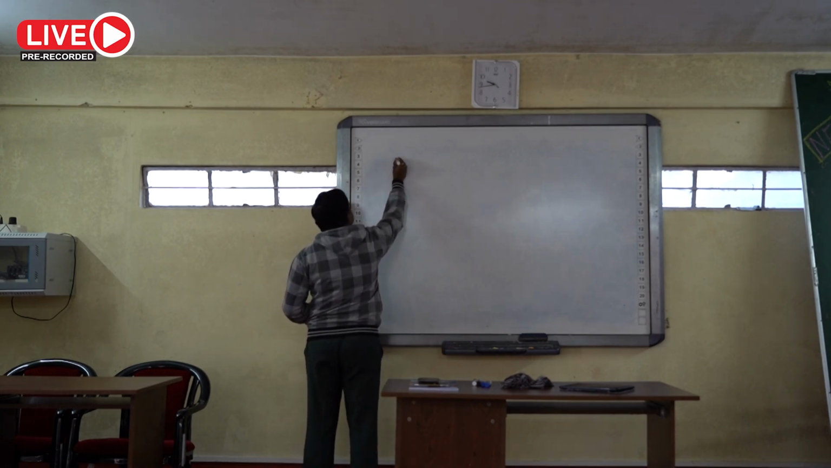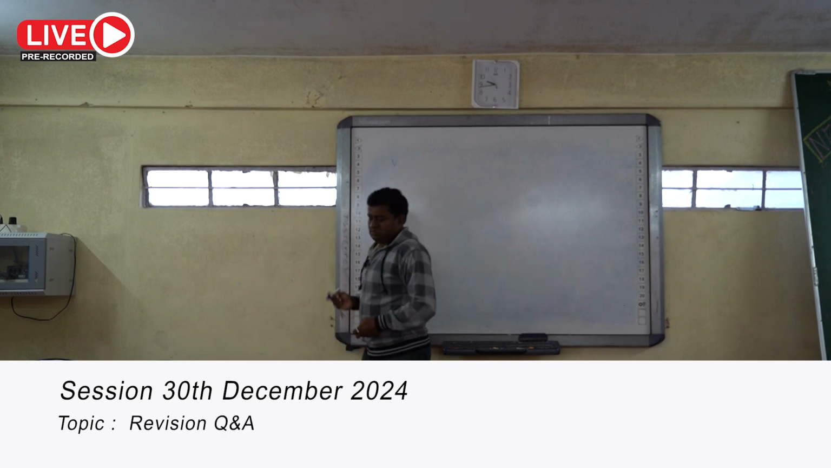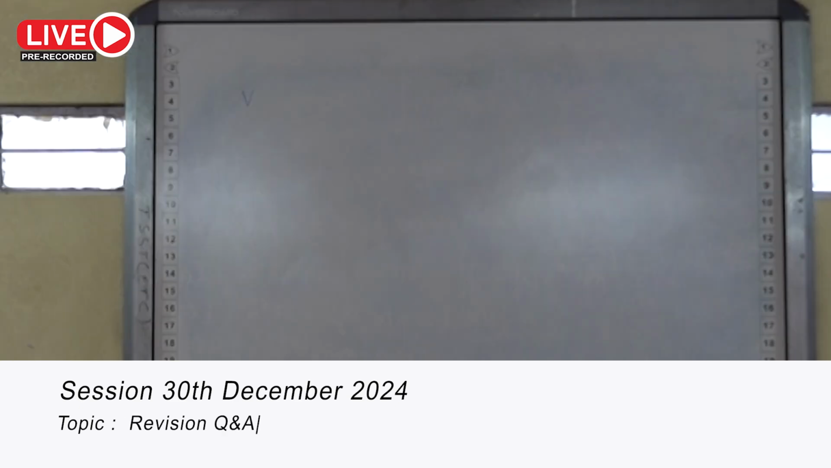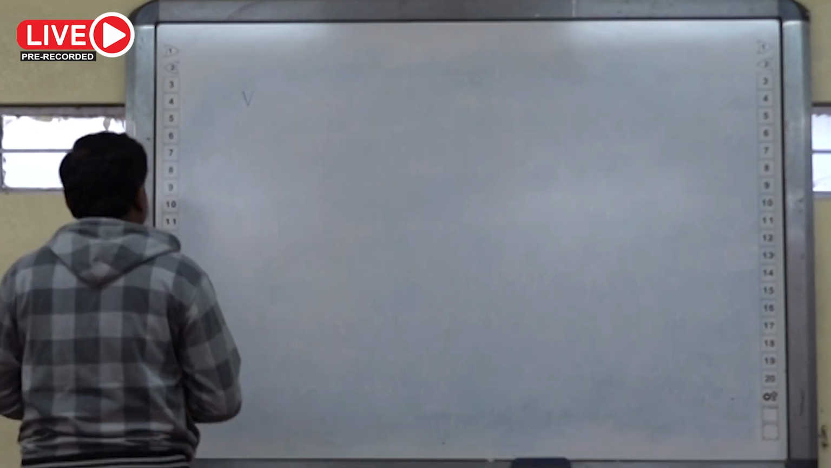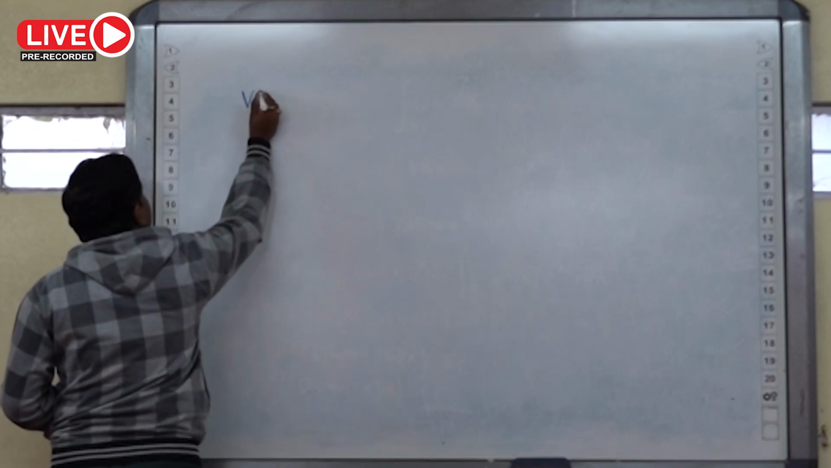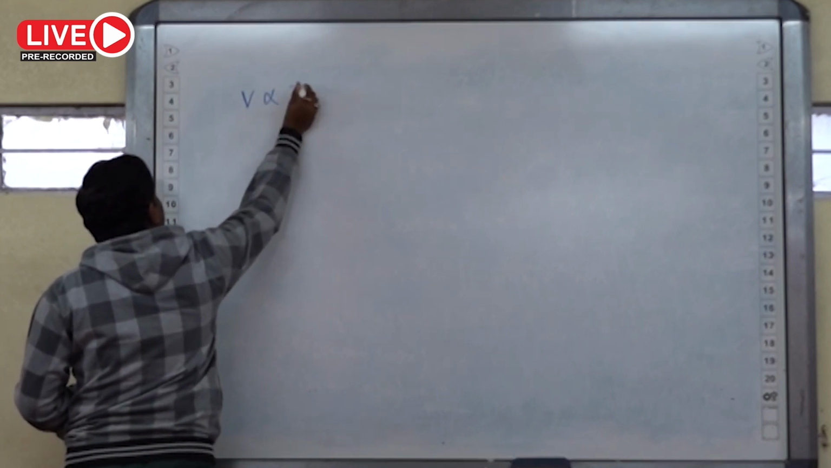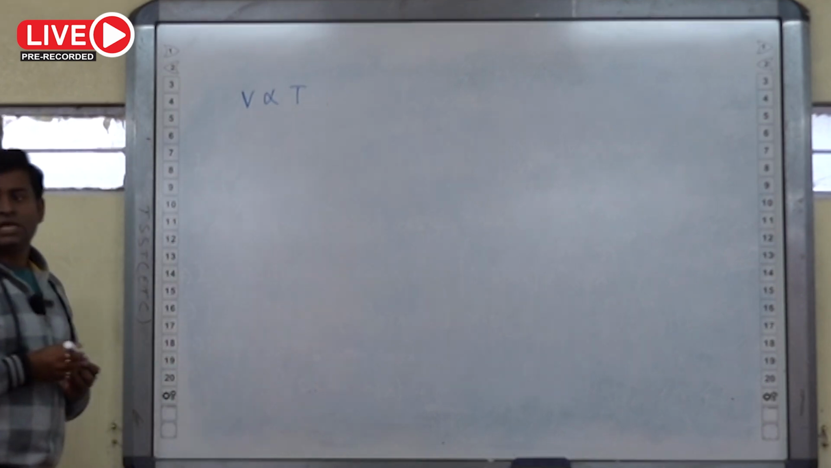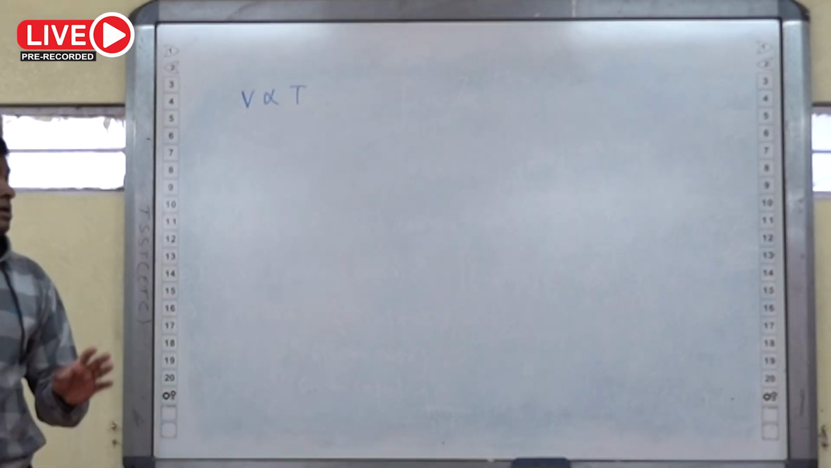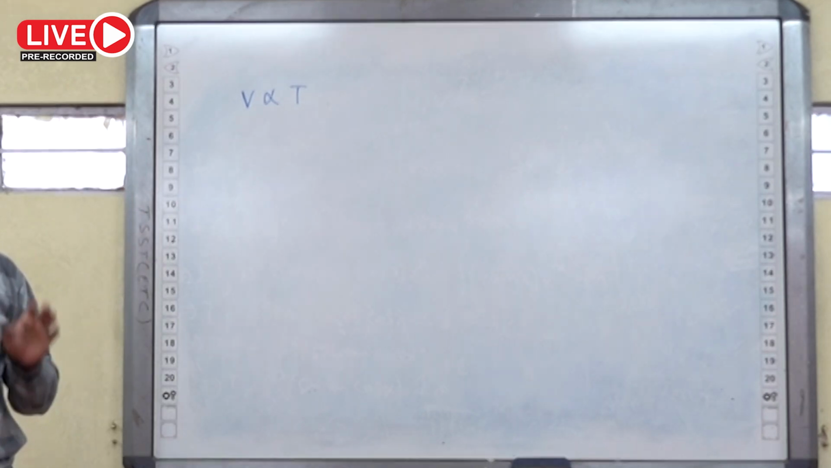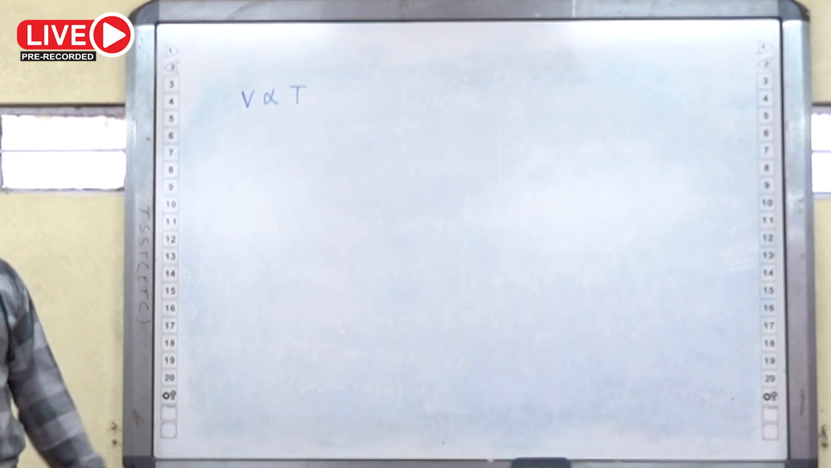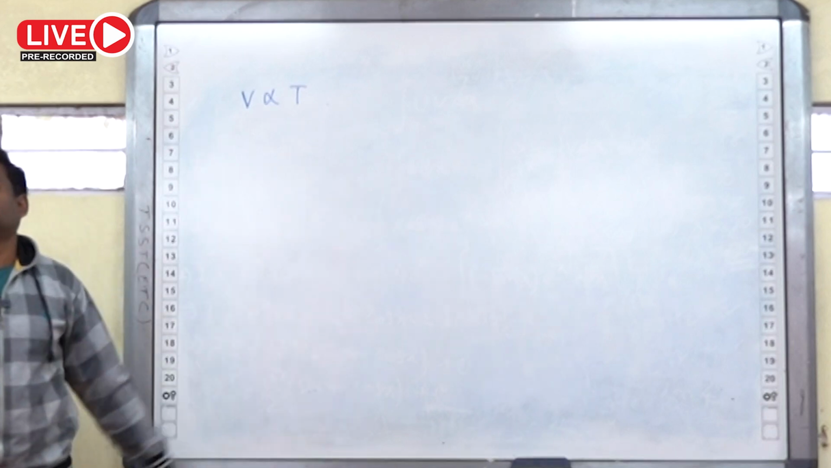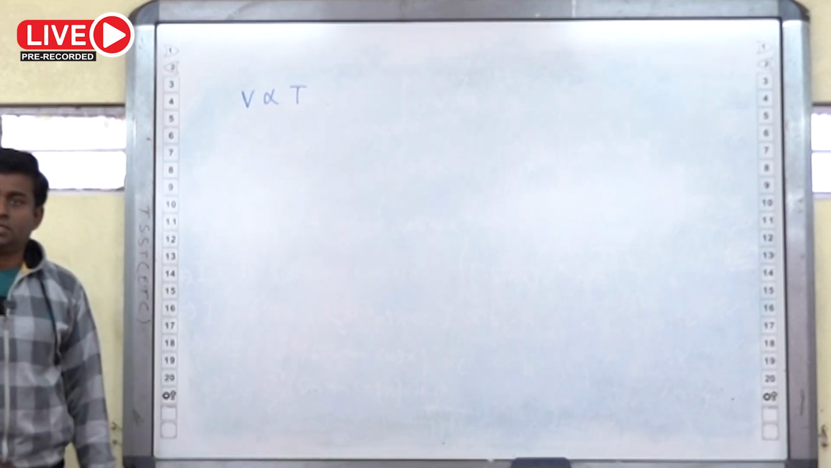See, Charles' law says V is proportional to capital T when pressure and mass of the gas remain constant. In that case, volume is directly proportional to its Kelvin scale temperature.